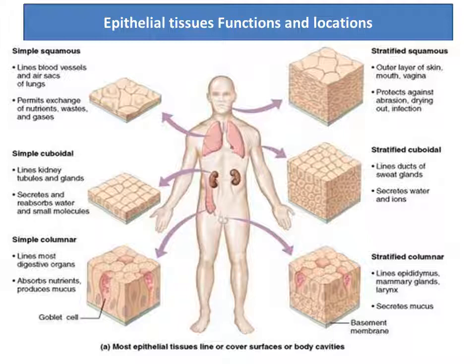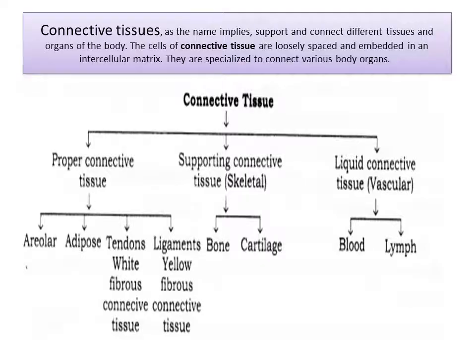Next slide. So this is all about the location and function of all the major types of epithelial tissue. And children, this question is usually asked in the exam about the location of the epithelial tissue. The next tissue is connective tissue. As the name itself implies, it connects different tissues and organs in the body. That's why its name is connective tissue.